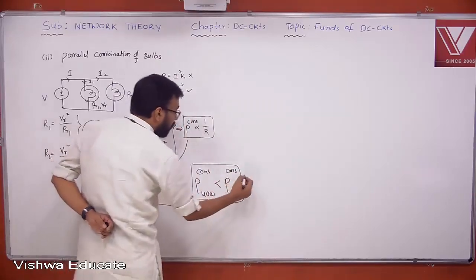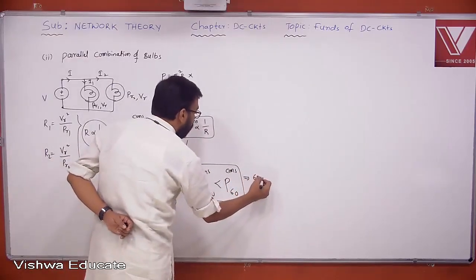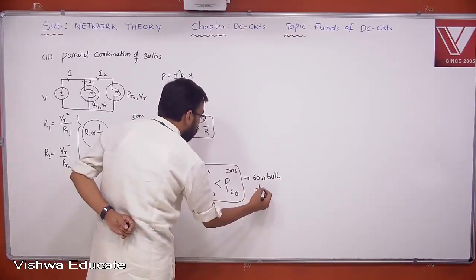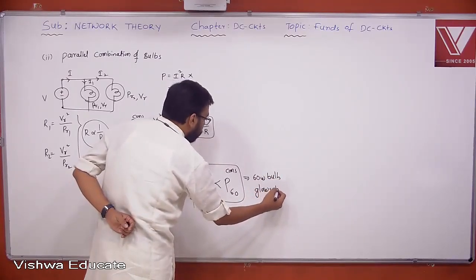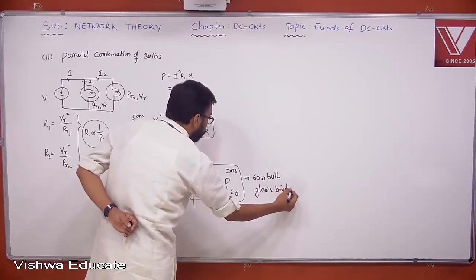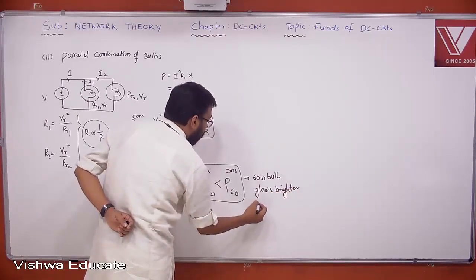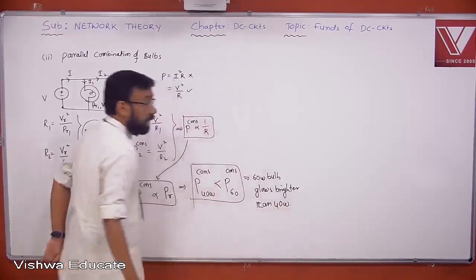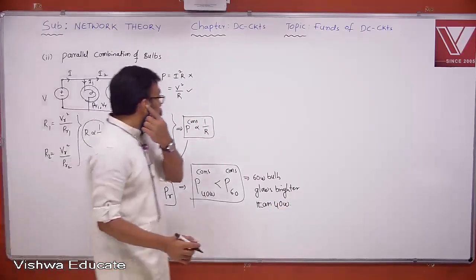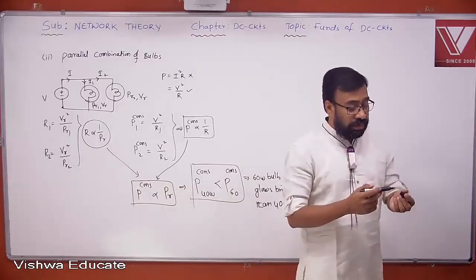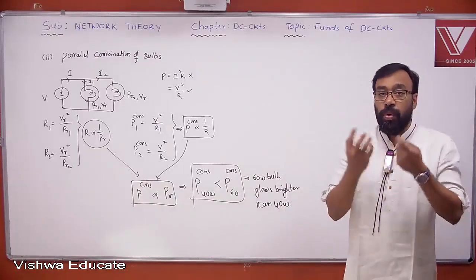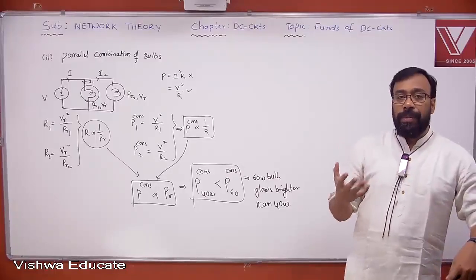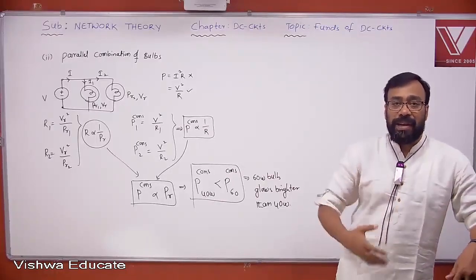Okay, so which one glows brighter? Now 60 watt bulb glows brighter than 40 watt. Yes or no? Okay, so this is very, very important. That is why whenever we want more brightness in our domestic applications, we go for a higher rating bulb, because all bulbs are connected in parallel.